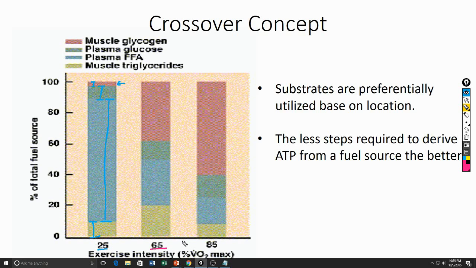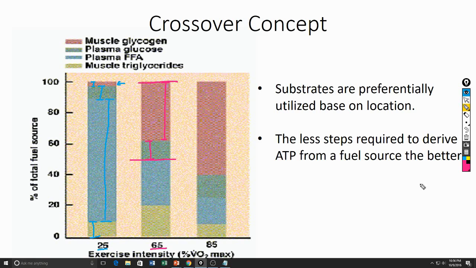So 65%, if we know back from lactate threshold, we should be close to lactate threshold, if not over threshold at 65%. So now let's look at this. We're working hard enough that you're starting to feel a burn. Okay? Now, muscle glycogen, you're using a lot more of it. Okay? You're using more plasma glucose, and this is for total fuel usage. All right? So that's carb, okay? All this is carbohydrate versus fat.